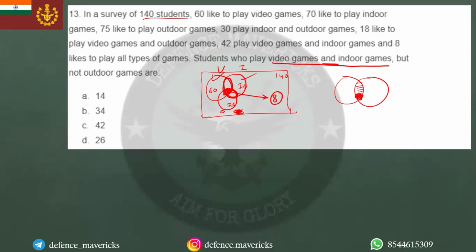तो basically बहुत simple है. पहले तो इनका intersection ढूंढो. उसमें से what you will subtract? You will subtract the 8 number of people who play all of the games. Basically the ones who play outdoor.